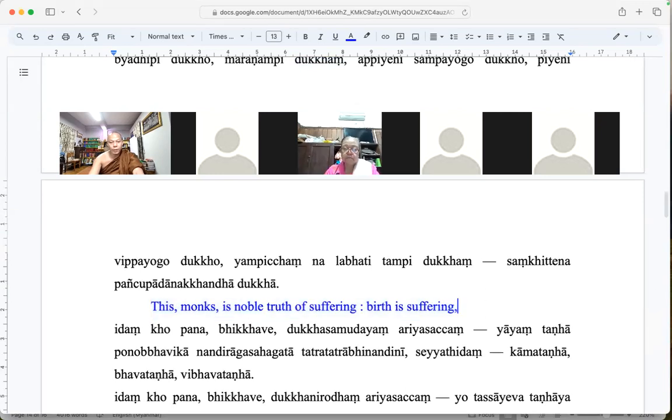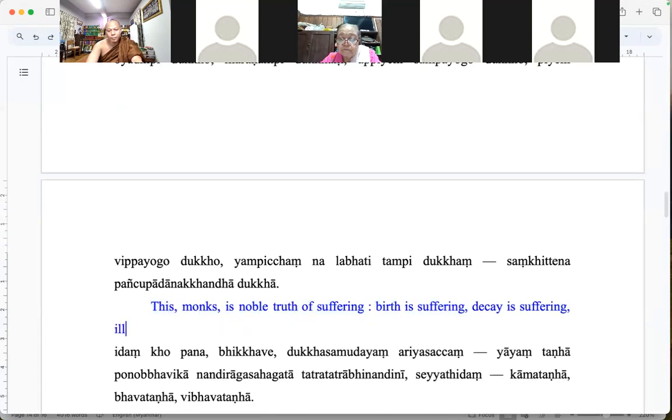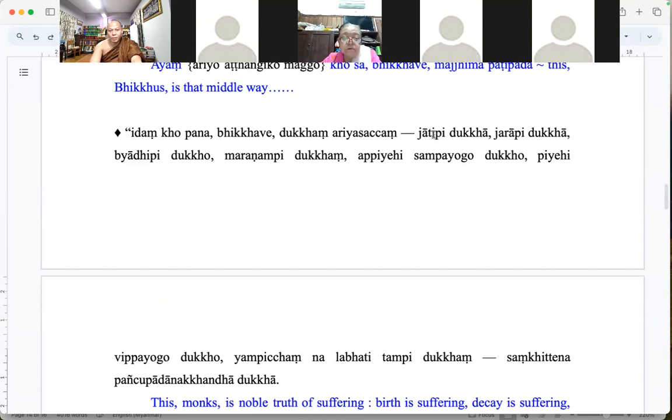And then jara is decaying, or decay, also suffering. And vyadi, illness, also suffering. So not all, everything, every one of jati, jara, vyadi, marana is suffering. That is expressed by the api.